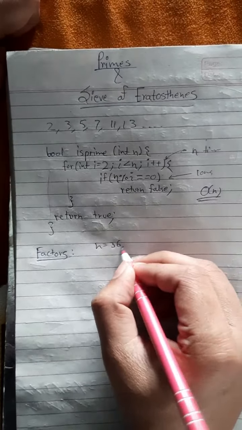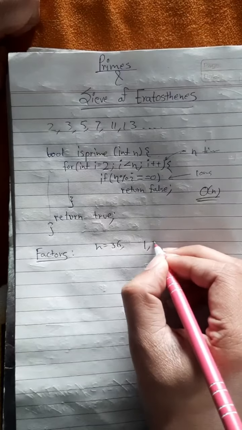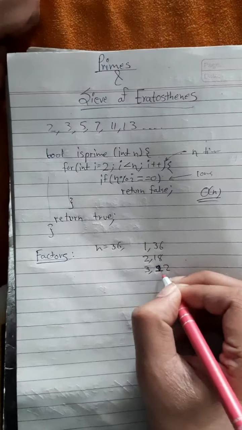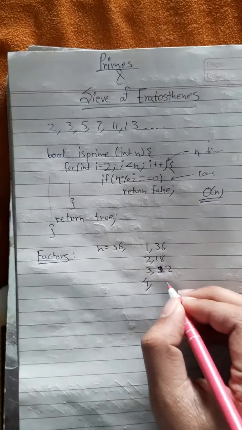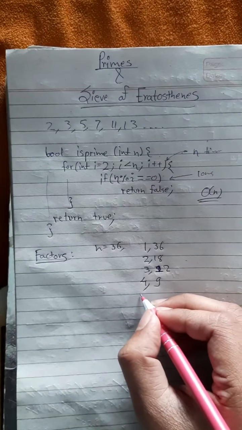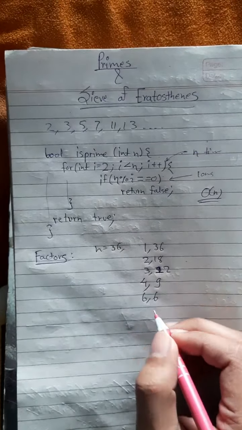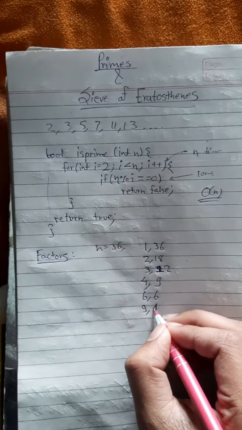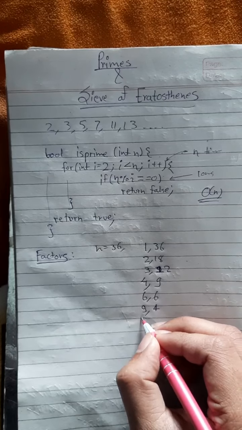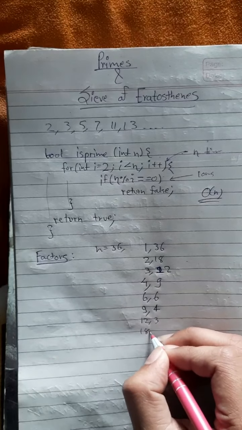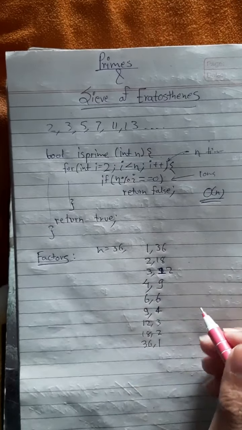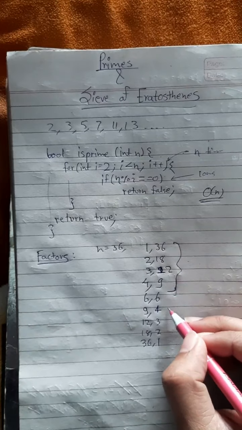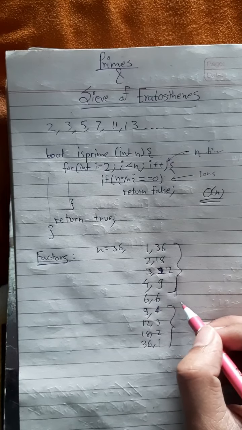What are the factors of 36? 1 and 36, 2 and 18, 3 and 12, 4 and 9, 6 and 6. Then it follows back the pattern: 9 and 4, 12 and 3, 18 and 2, 36 and 1. So you can see that this pattern was repeated, right?